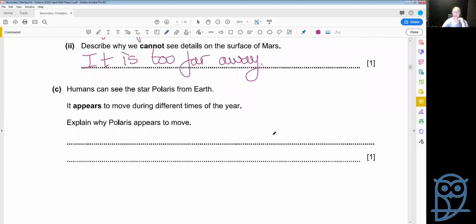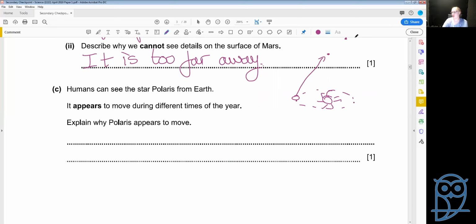So humans can see the star Polaris from Earth. It appears to move during different times of the year. Explain why Polaris appears to move. So what happens is there is a star over here, say that's Polaris, and here we've got the sun, and here we have the Earth that is moving around the sun. So there's the Earth. So if we look from this side and we look at the star, then it sort of looks as if it's somewhere over here.